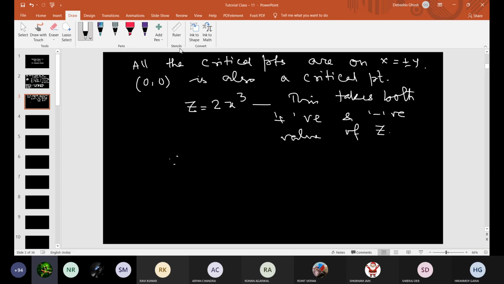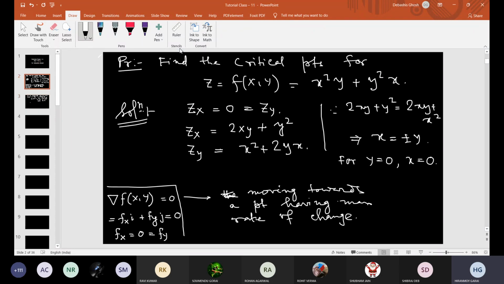Sir, can I say that the critical point is that point which will satisfy x equals to plus minus y? Like 1 comma minus 1, 1 comma 1, 2 comma 2, 2 comma minus 2. That is the critical point also, because it satisfies the equation x equals to plus minus y.